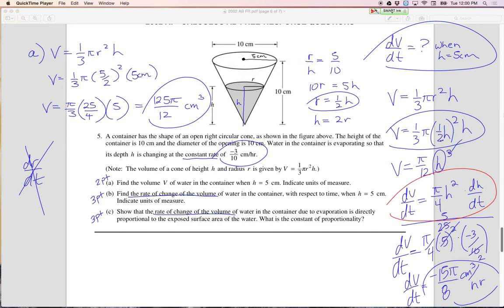Yeah. Right there it is. You got it. You already found it. So when they ask you part C, you've already got on your paper what you need. It's just, do you know that you have it? Okay, show that the rate of change for volume.